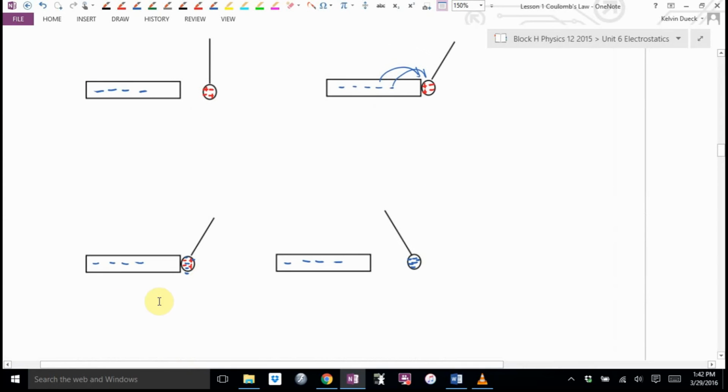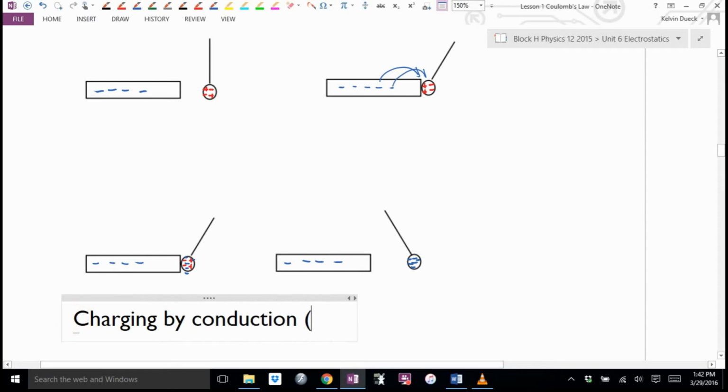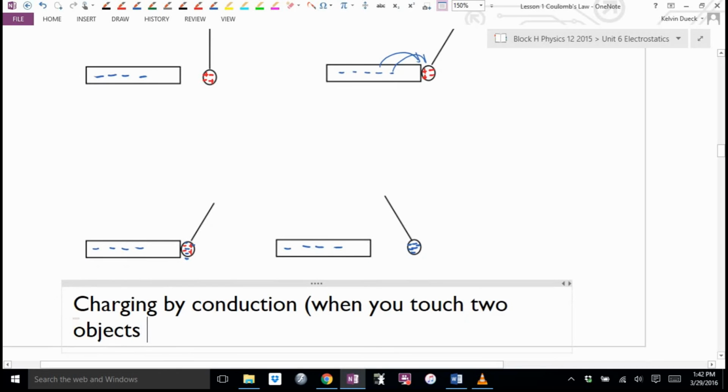So this is called charging by conduction. Conduction is when you touch two objects together. In Science 9, I teach my students that conduction requires contact. You can also charge by induction. Induction is indirect. You can create charge without actually transferring charge from one object to another. Let me show you how.